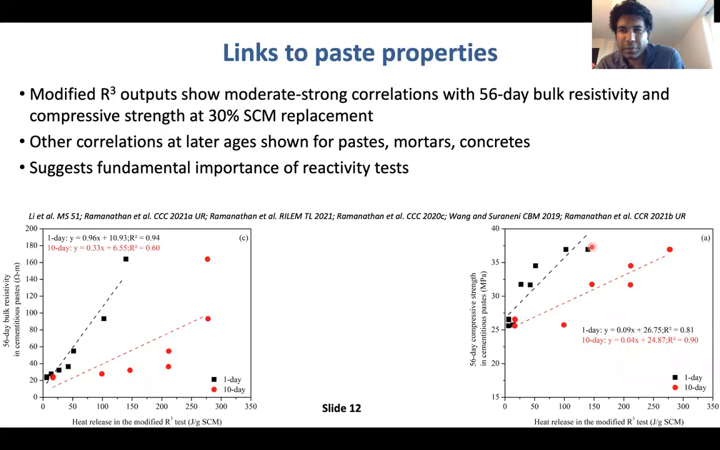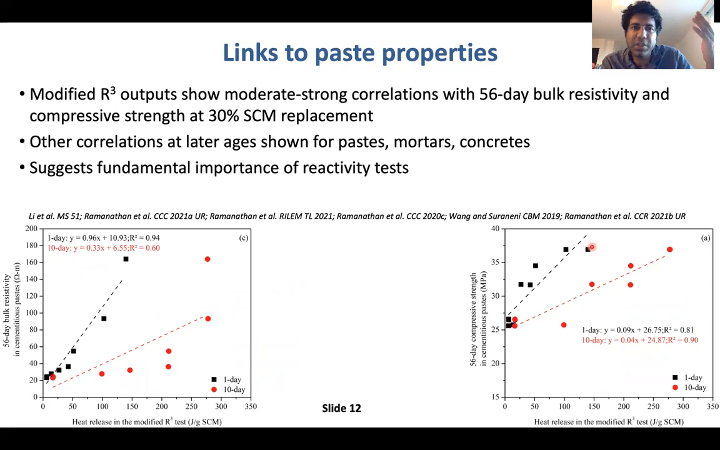So all of this is great, but can we predict paste or mortar or concrete properties? And the answer is it depends. Yes, we can, but there are a lot of other properties that are important as well. For example, at early ages, we can't predict anything because reactivity is not really important at such early ages. Ditto with low SEM replacement levels.